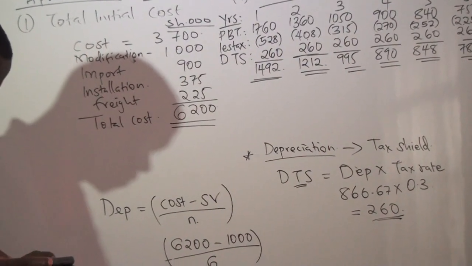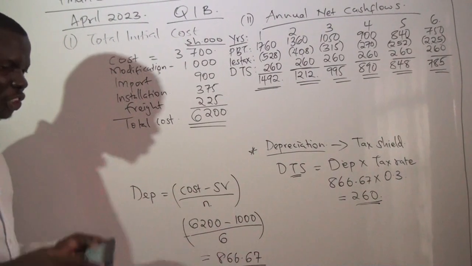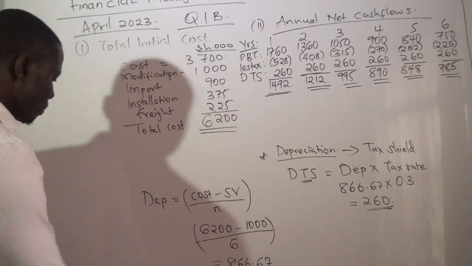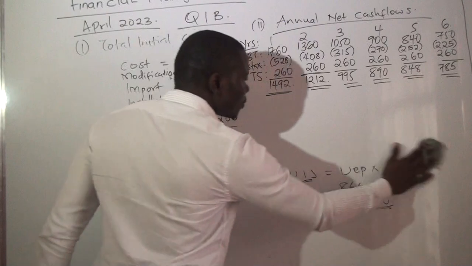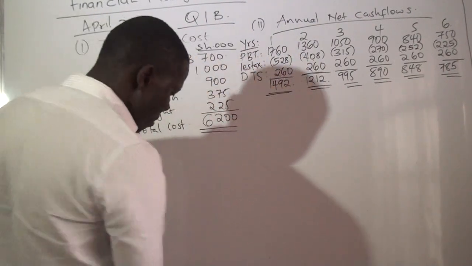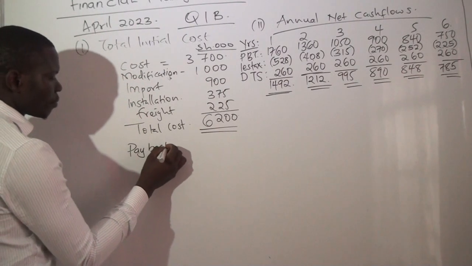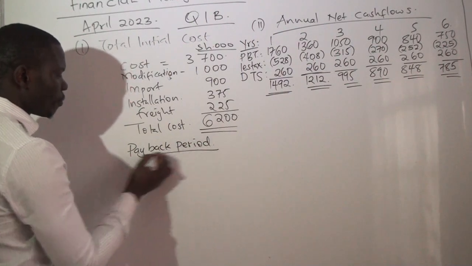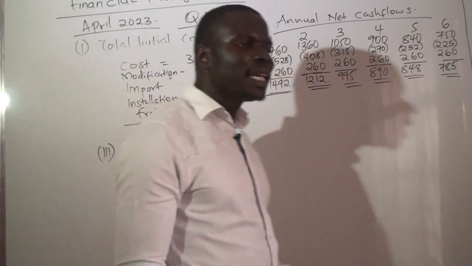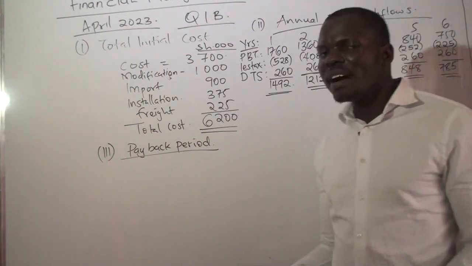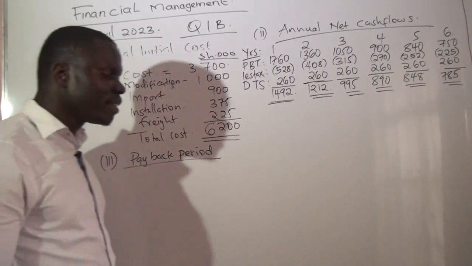When you look at part C, part 3, you are asked to determine the payback period of the machine. Allow me to wrap down here. The payback period of the machine. We said that the payback period is just the duration in which the company takes to recover the initial outlay.